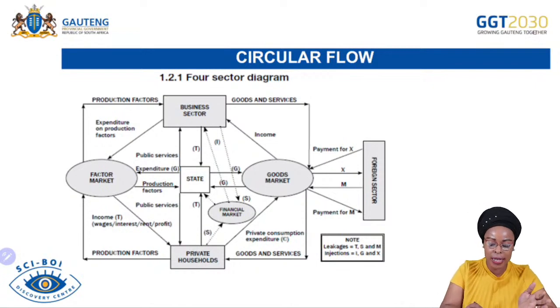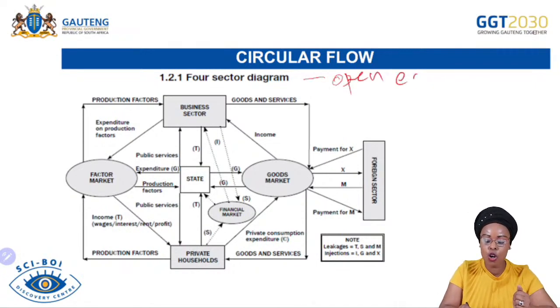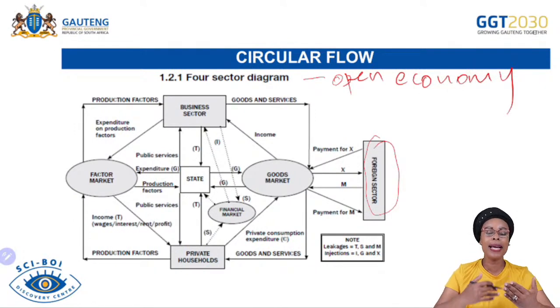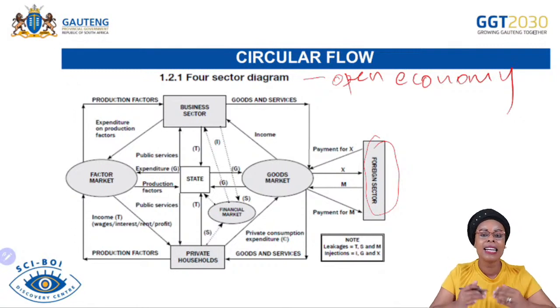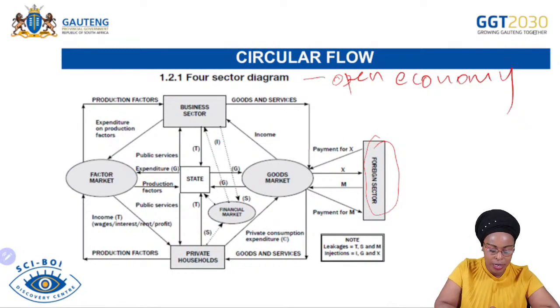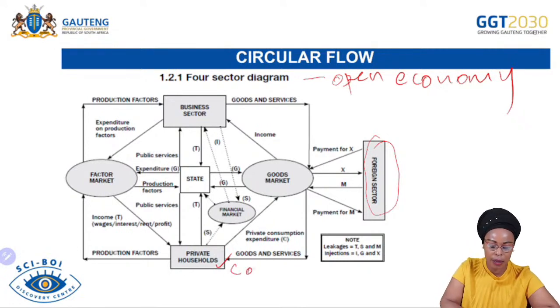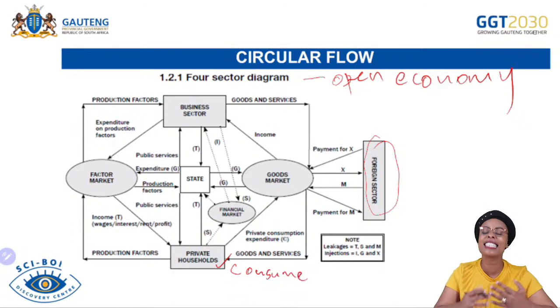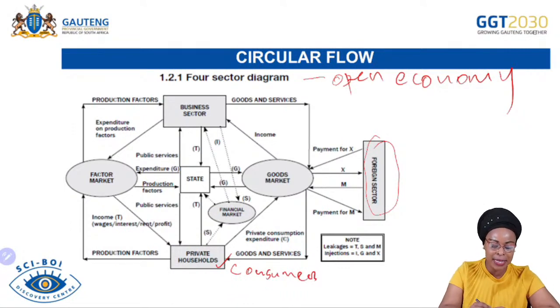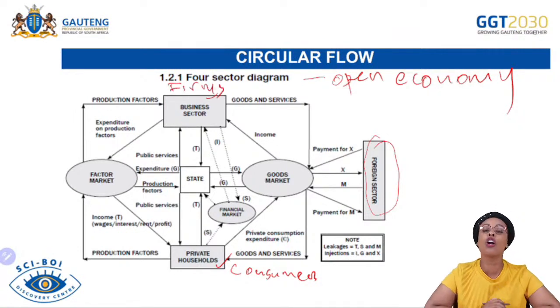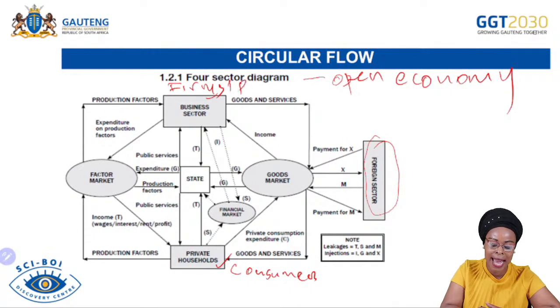The reason why we call it an open economy is because it has what? A foreign sector. The moment we do business with other countries, then it becomes an open economy. There are participants in this model. You can look here, we have a private household. If you don't want to call them private households, you can call them consumers or just households. We also have businesses here. If you don't want to call it businesses, you can call it firms, or private sector.